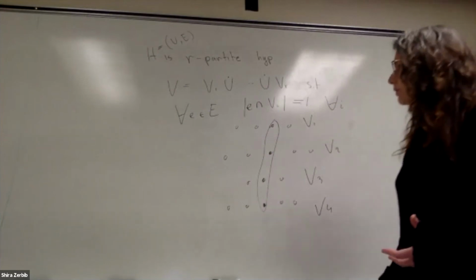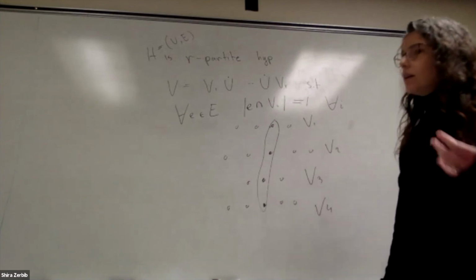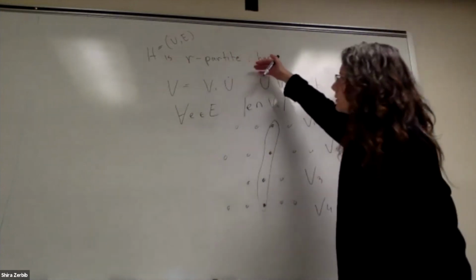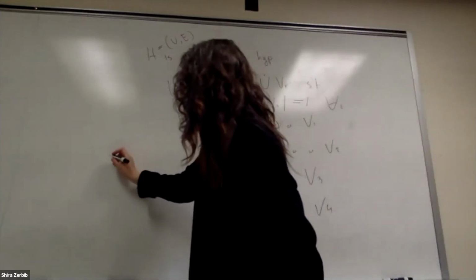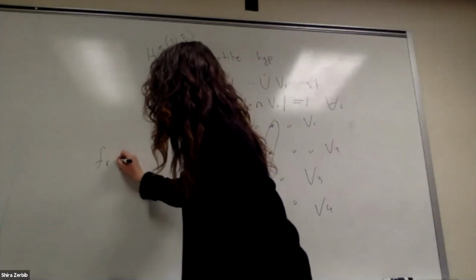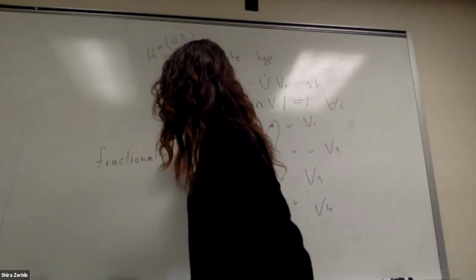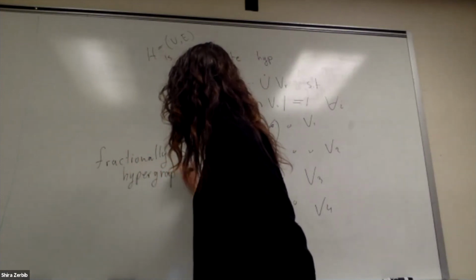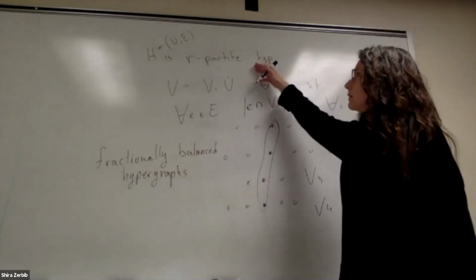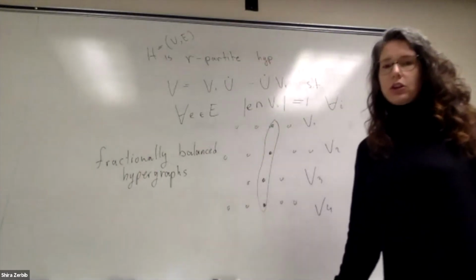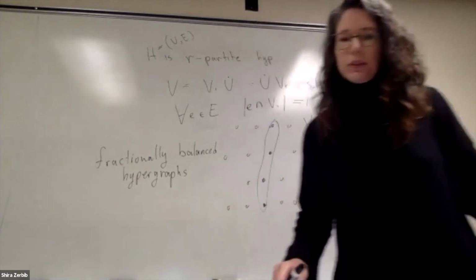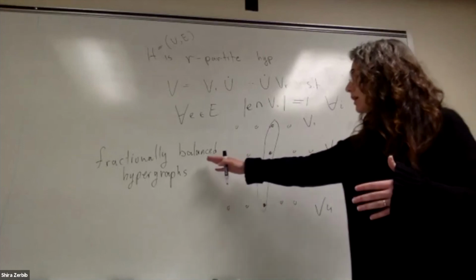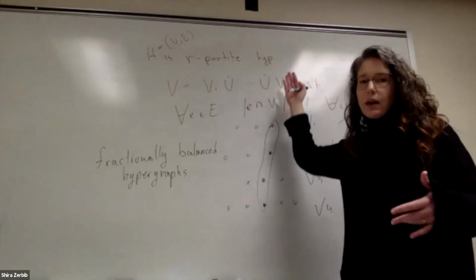And the special type of hypergraph that are maybe the real subject of this presentation is a subset of the family of R-partite hypergraphs, and this will be called fractionally balanced hypergraphs. So fractionally balanced hypergraphs are first R-partite hypergraphs for some R, but with a special additional property that I will explain in my presentation because I don't have time to explain now. But the first thing we have to remember is that fractionally balanced hypergraphs are R-partite hypergraphs for some given R.